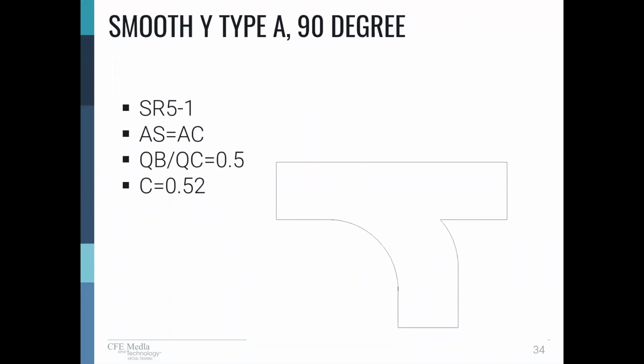Now, so that we don't keep ourselves stuck with all those losses, the smooth Y, which happens to be for a 90-degree, they have smooth Ys for 45 and 30 and 60 and all those other values. But this particular design is an SR5-1 in the ASHRAE guide. And it has the same criteria for the AS equal AC and QB divided by QC is 0.5. Its coefficient of loss is 0.52.